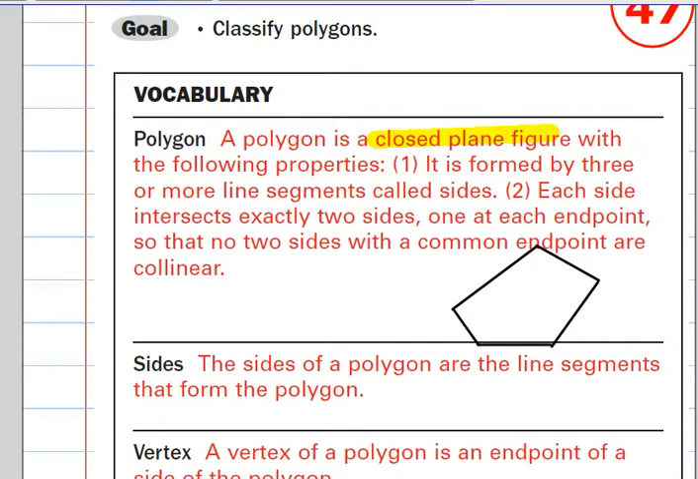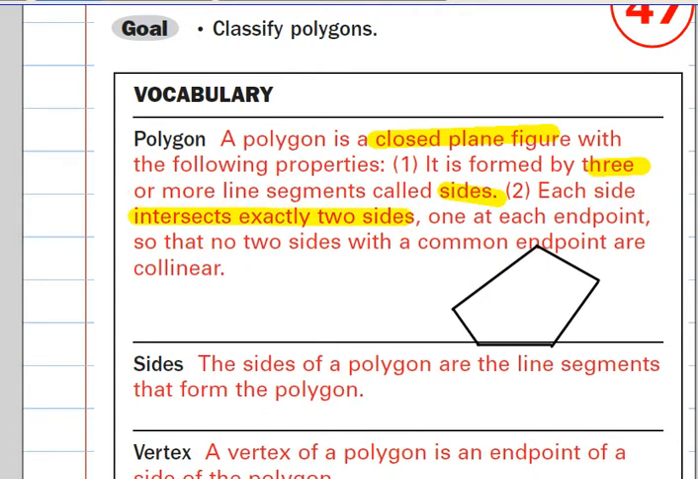And it also has to have 3 or more line segments called sides. So 3 or more sides. And we all know that the smallest polygon is a triangle because it has the smallest number of sides. Okay, and then the other requirements, so the first requirement, it has to be closed. It also has to have 3 or more sides. And the last requirement is each side intersects exactly 2 sides, one at each endpoint.